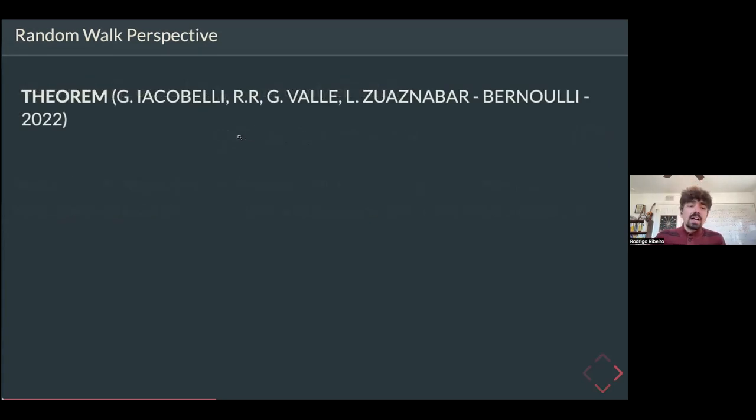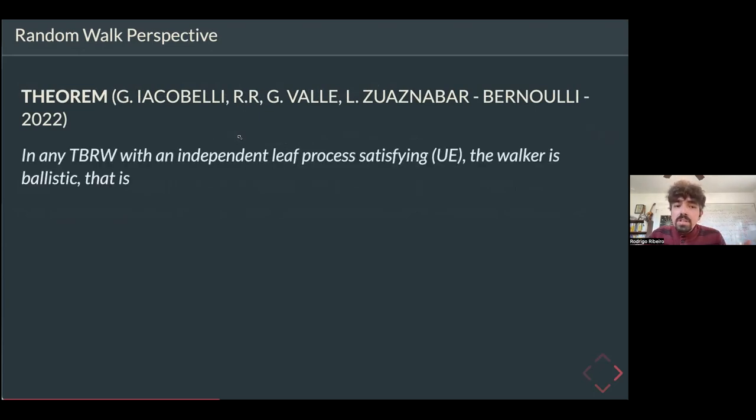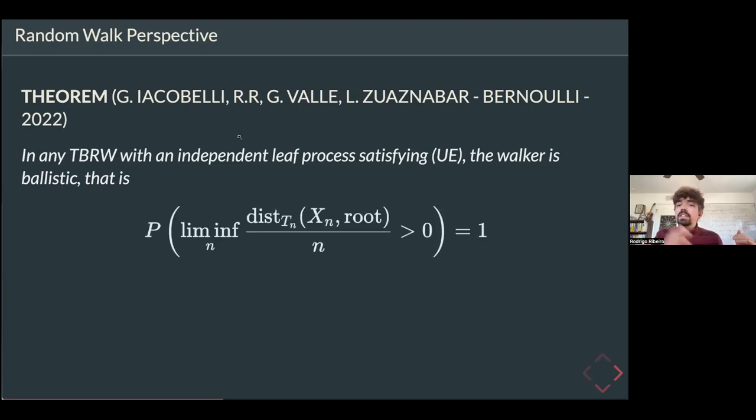This is the first result that we have, in a joint work with Giulio Iacobelli, Glauco Valli, and Leonel Zwasnabar. If you start with an independent leaf process satisfying the uniform elliptic condition, then the walker is ballistic. So this limit infimum is positive with probability one. So you are moving away from the root at linear speed. This is like tracing a parallel with the more classic theory of random walks in random environment. So this is this uniform elliptic condition here.